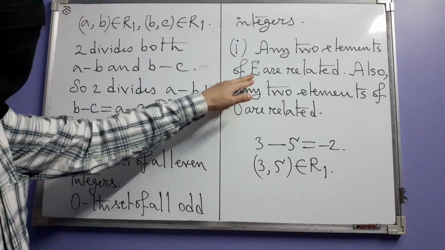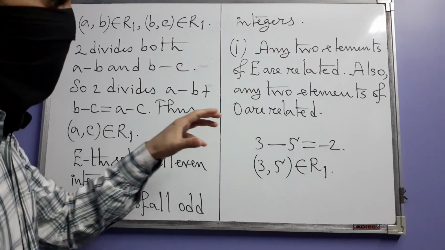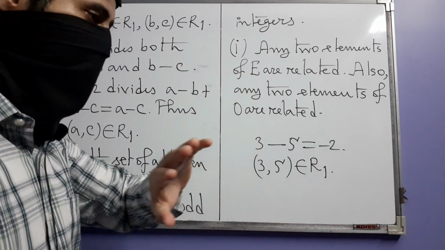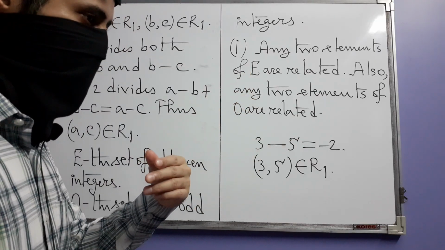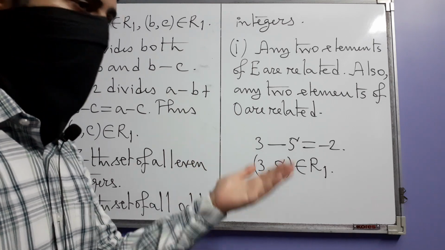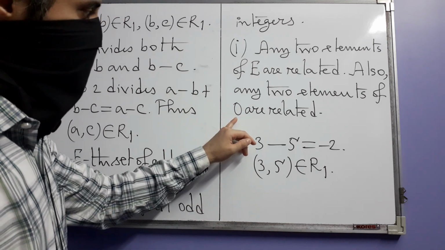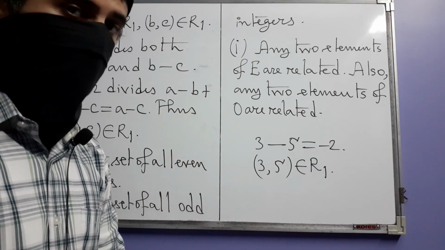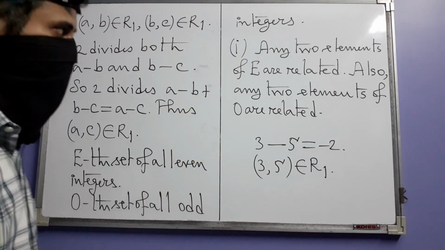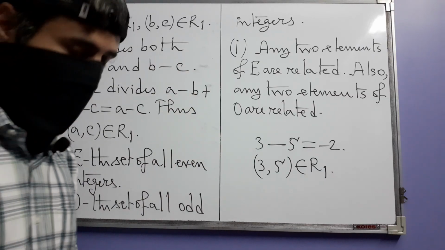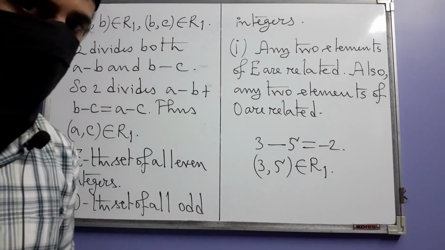So the set E seems to have gathered some integers such that they are related to one another. Any 2 of them are related. The same property is shared by the set of odd integers. However, no even integer is related to any odd integer.